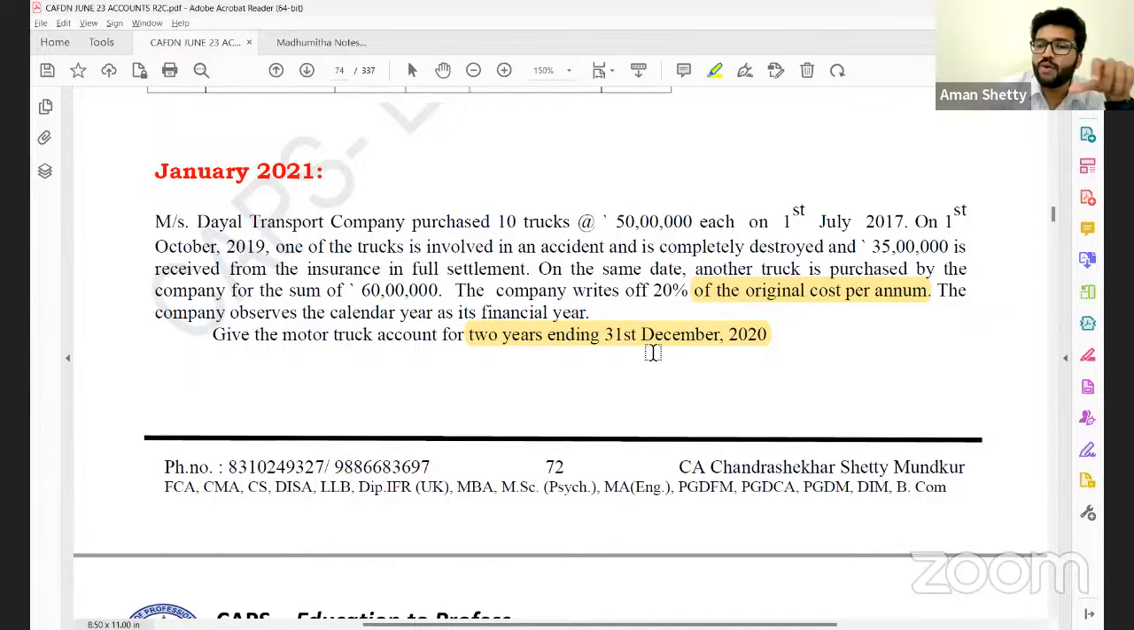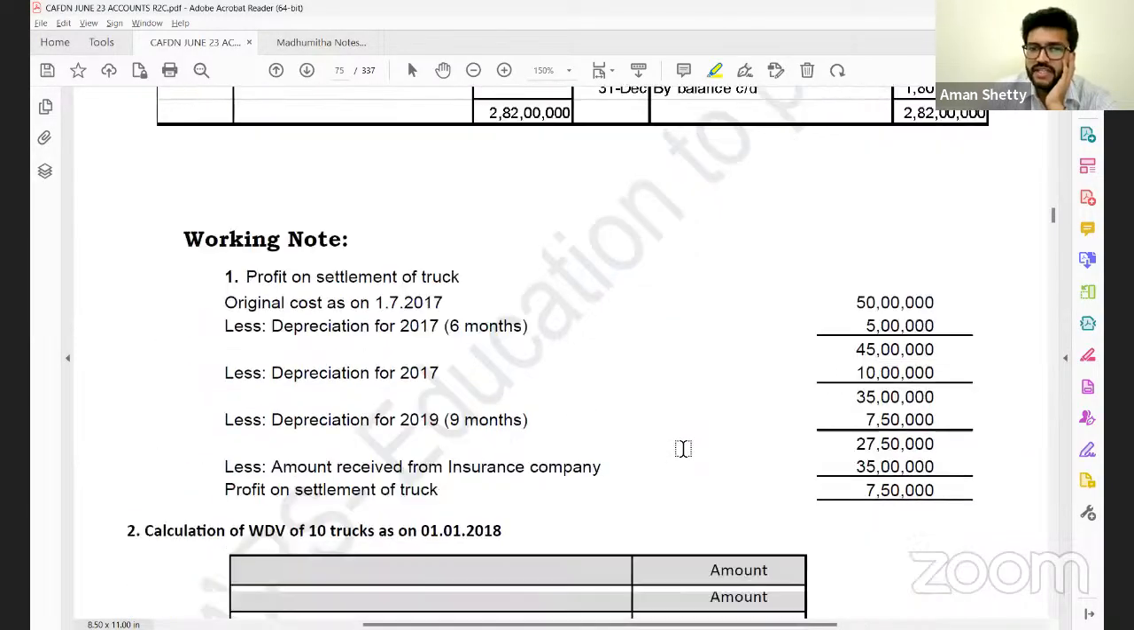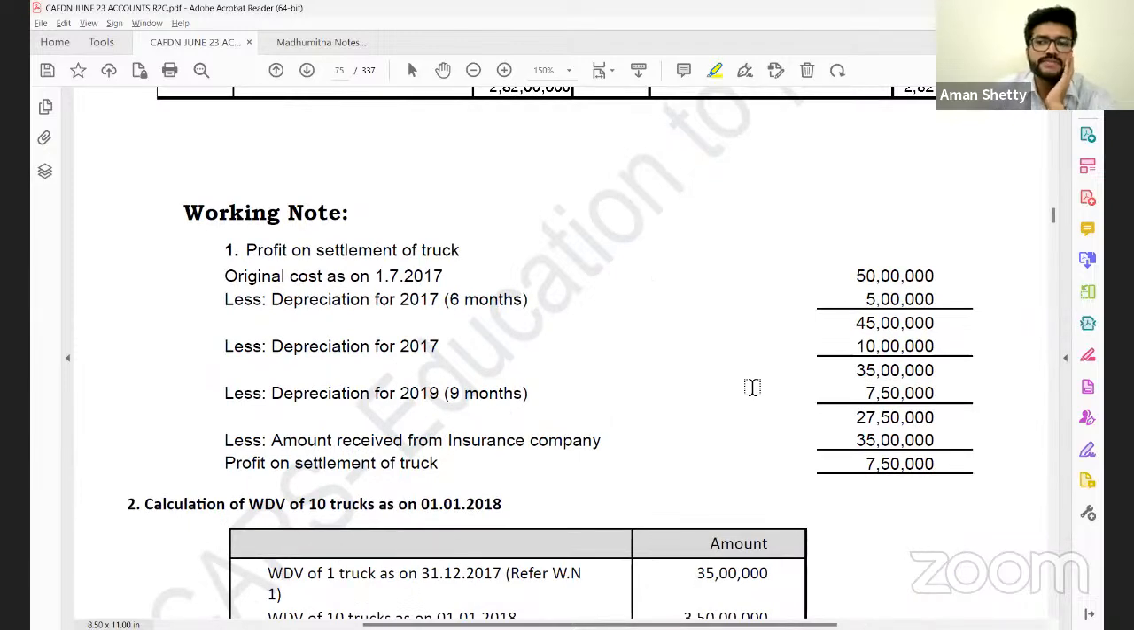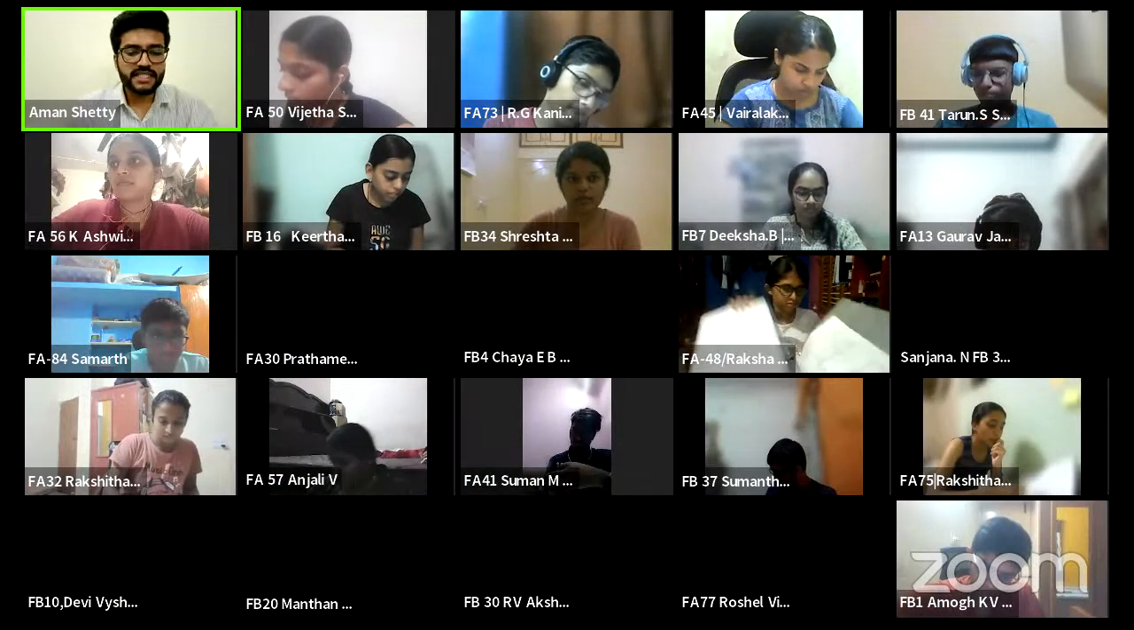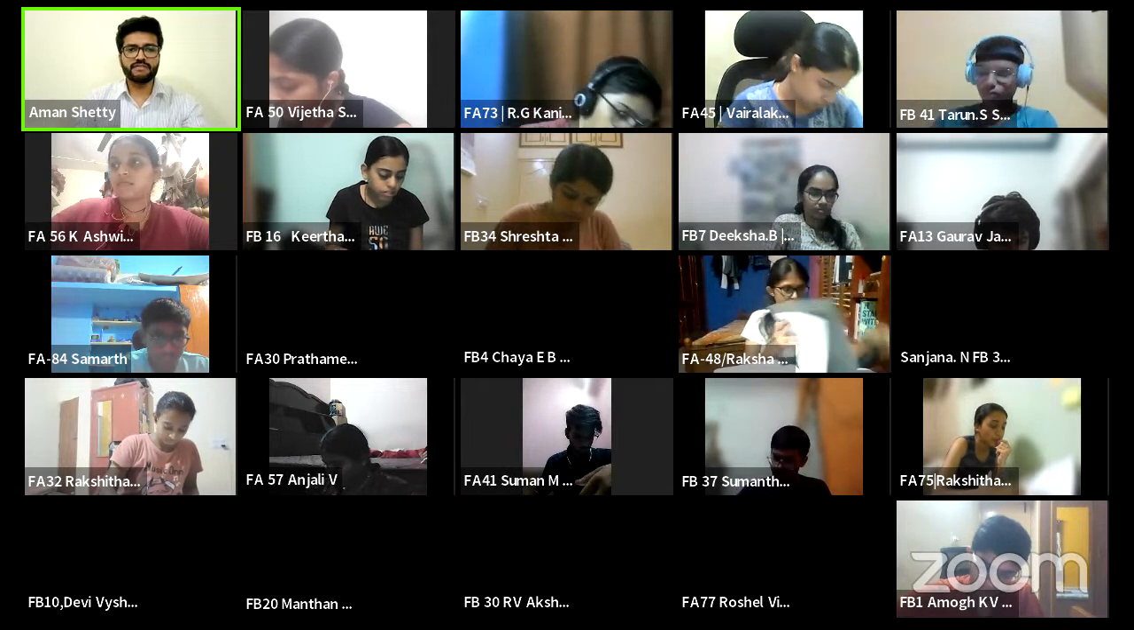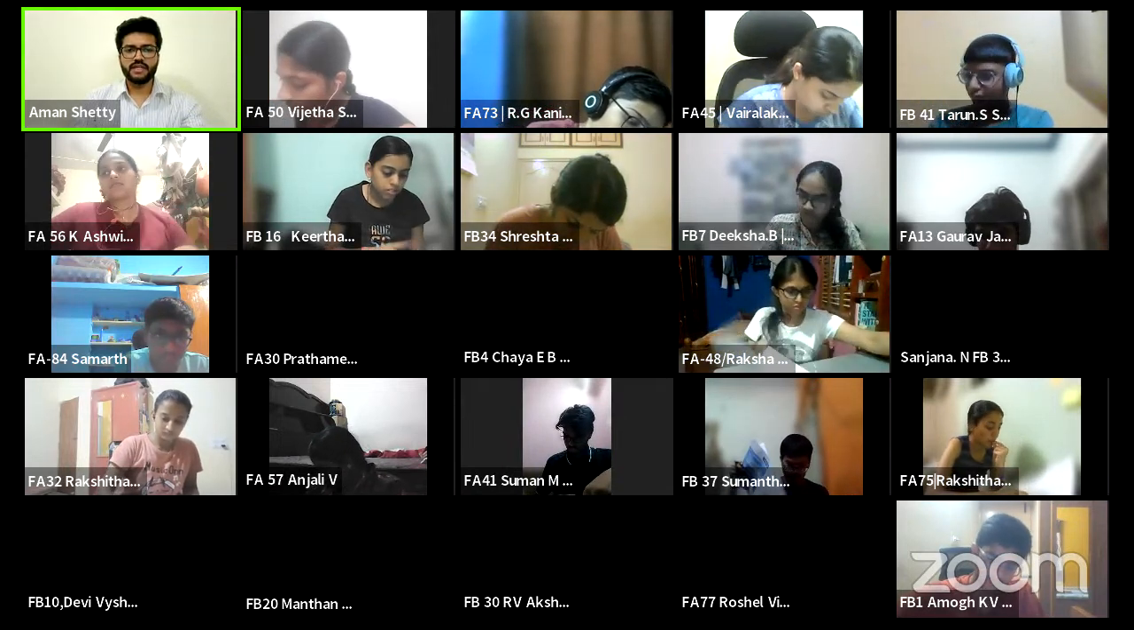Next, what is the period for which it is prepared? For 2 years, 2019 and 2020. But the asset was purchased in the year 2017. That means the first step is to calculate the opening WDV. That is what is done here. Write down, open a notebook, working note. Give the problem reference: page number 71 of your CAPS material revision problem.